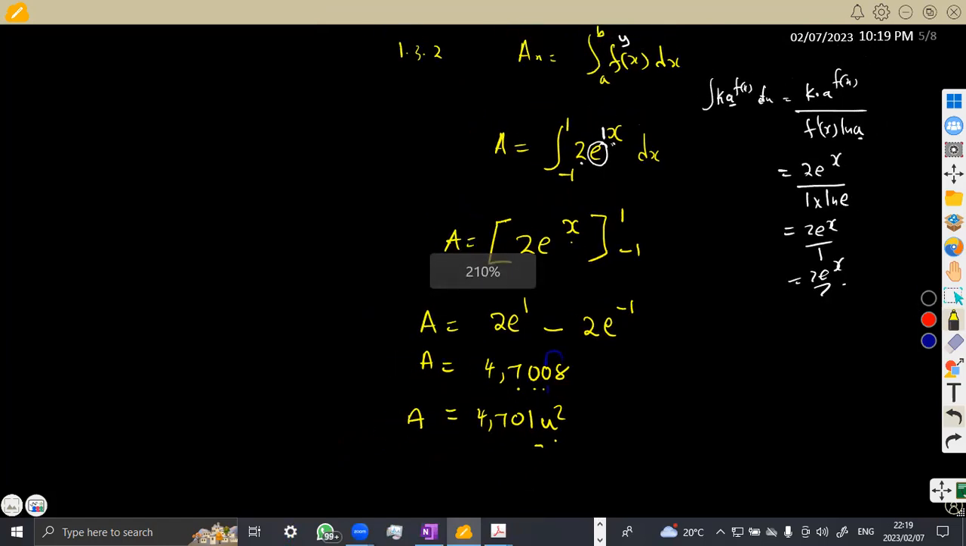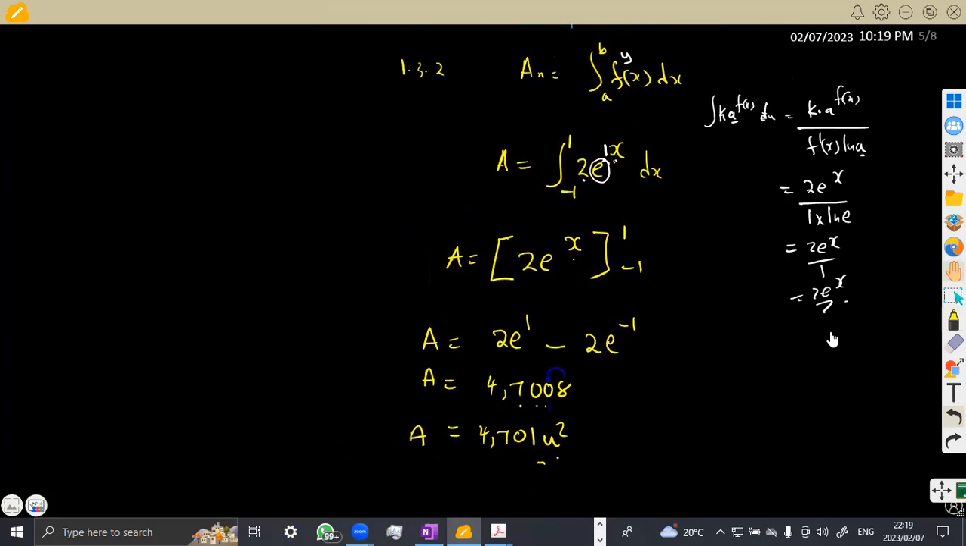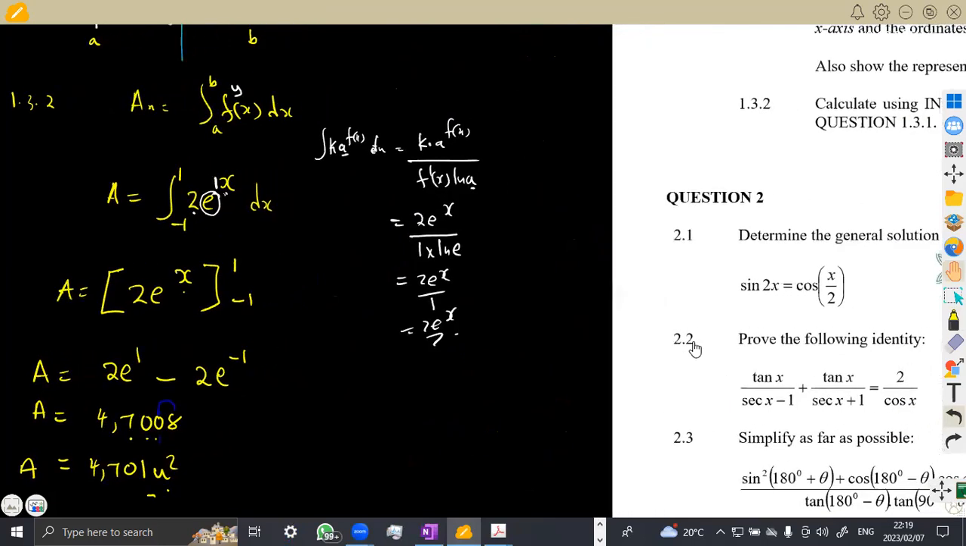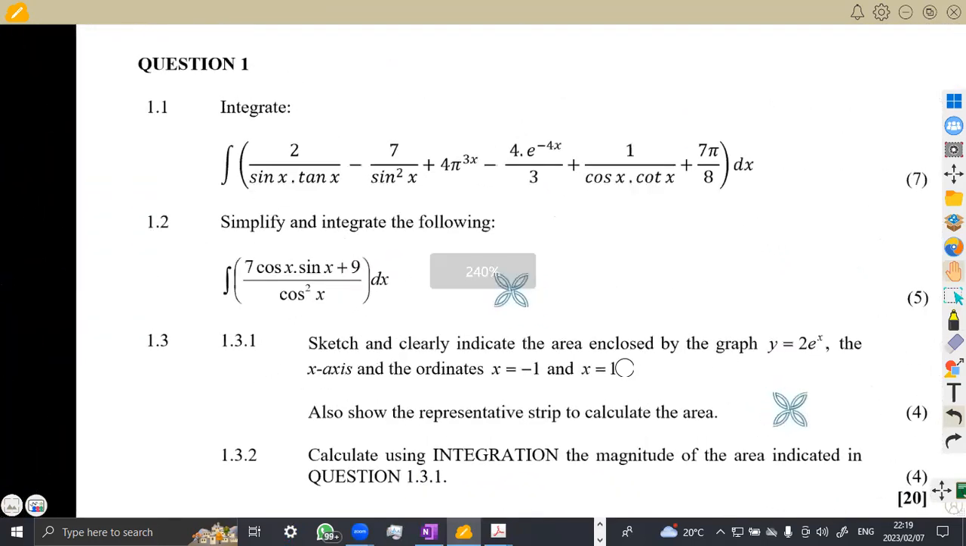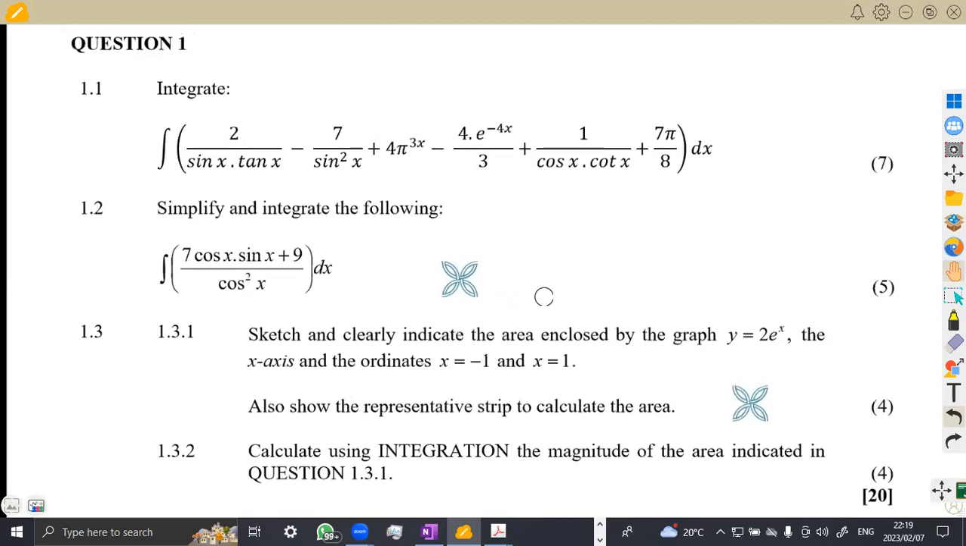So guys, take note of the stages or the steps that you're supposed to take when you are calculating the area enclosed by a certain region that you're given using the integration method. All right, so that was the question on integration from the question paper of August 2021, Mathematics N4. Till we meet again.